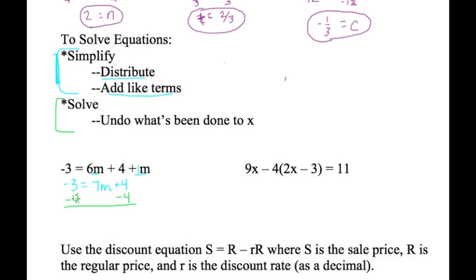Think money, negative 3 and negative 4 makes negative 7. Bring down the equals, bring down the 7m, and then this cancels. And then divide both sides by 7. m equals negative 1.